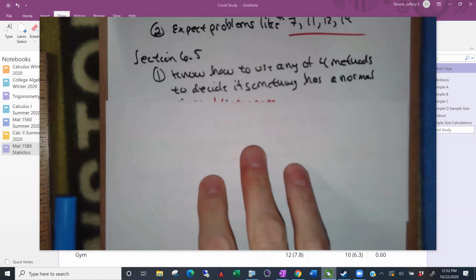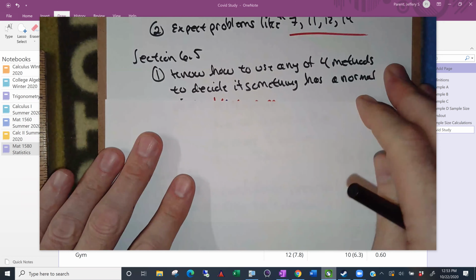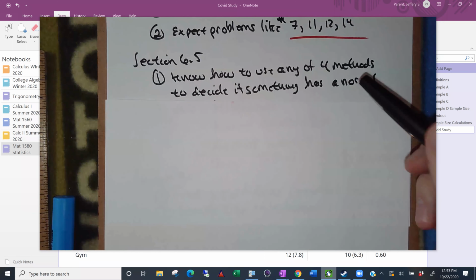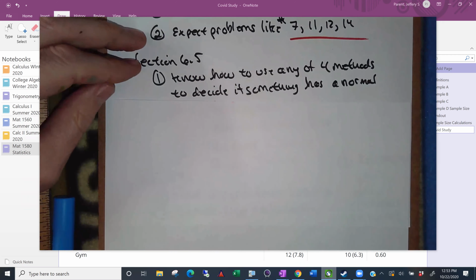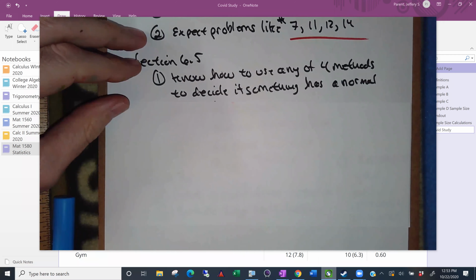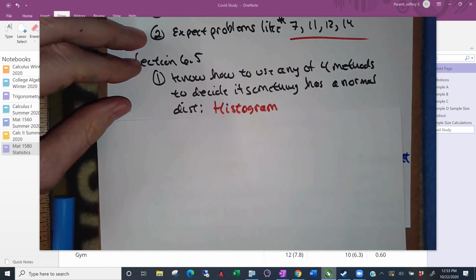Section 6.5. I discussed the other day 4 different methods of how to decide if something is a normal distribution. What are those methods? You remember? What's the first easy way to decide if something has a normal distribution? A histogram. Perfect. What else? I kind of gave it away a little bit. What kind of a plot does it? A quantile plot. Yep, normal quantile plot.